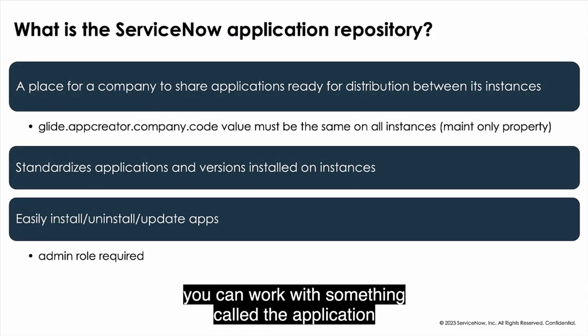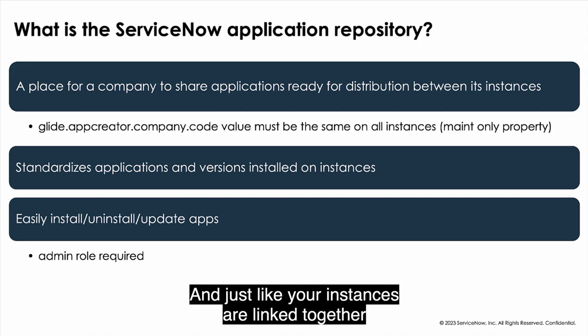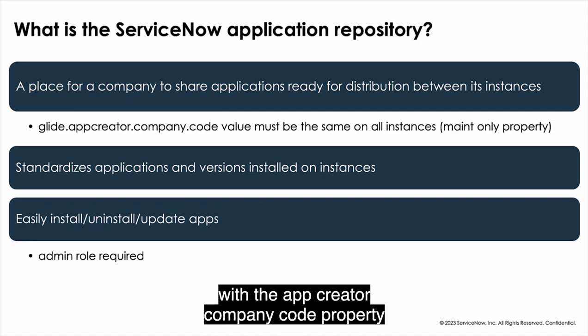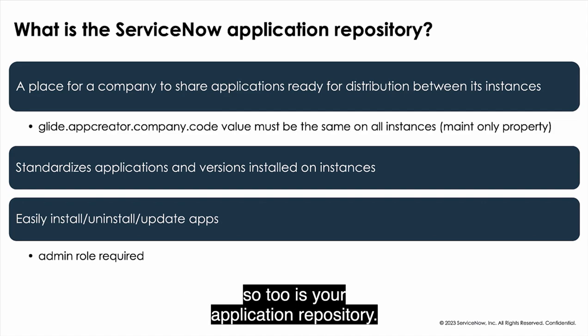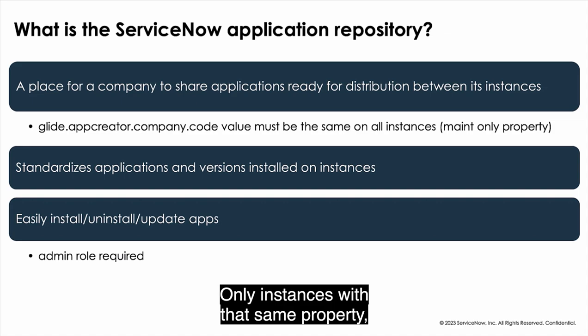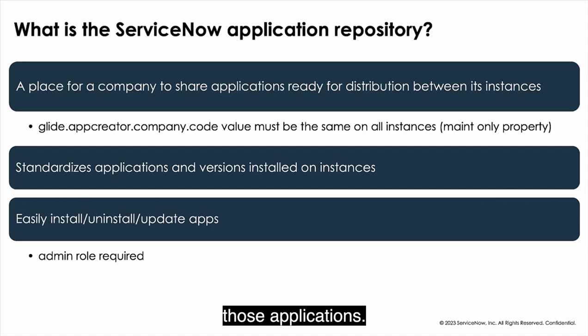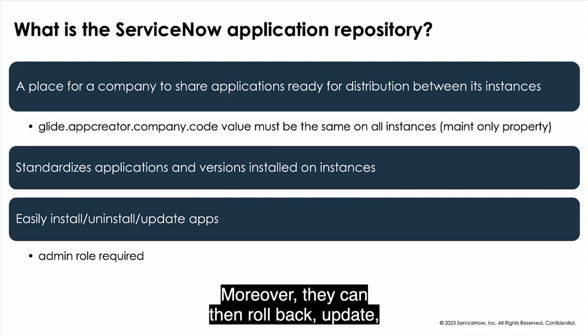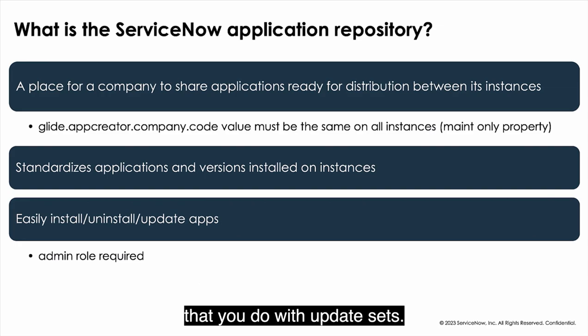You can work with something called the application repository. And the application repository is just a bit of server space. And just like your instances are linked together with the app creator company code property that I mentioned briefly back on the scope namespace slide, so too is your application repository. Only instances with that same app creator company code can access the applications that have been published to the repository and then install those applications. Moreover, they can then roll back, update, or even do a wholesale uninstall of those applications. And you don't have to go through the same rigmarole that you do with update sets.